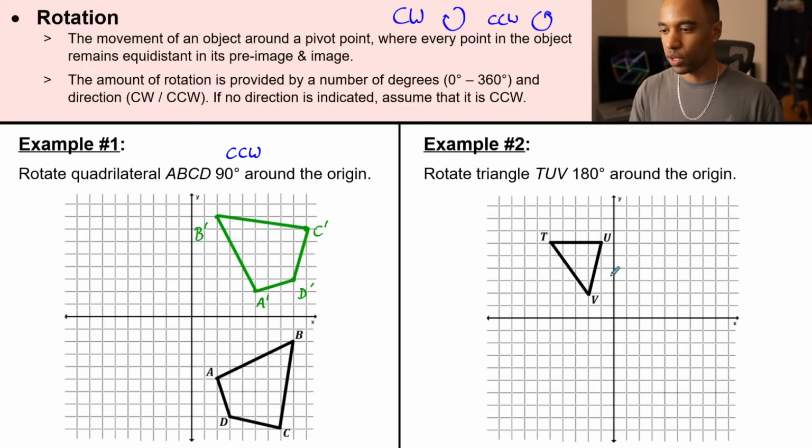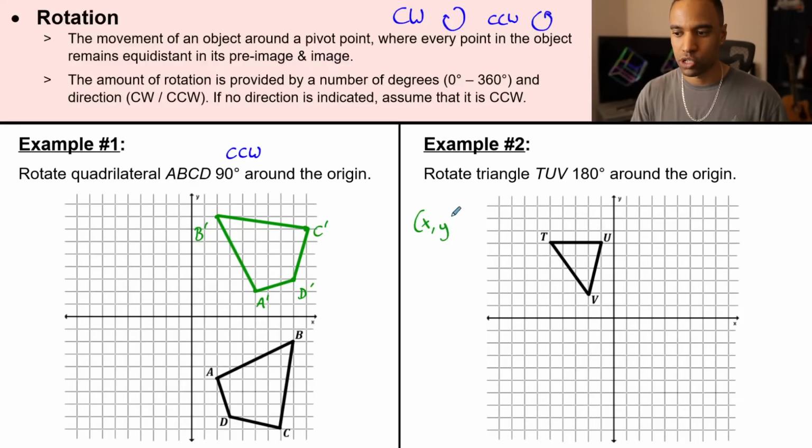So anything right here that was in the second quadrant to start will end up in the fourth quadrant. The cool thing about this is whatever your x, y values were to start with for each point, after you do a rotation, this is an example of a rule, it's actually just going to switch their signs. The x becomes a negative x and the y becomes a negative y.